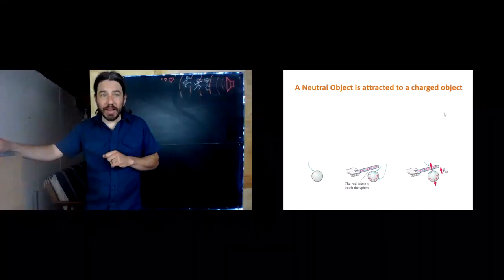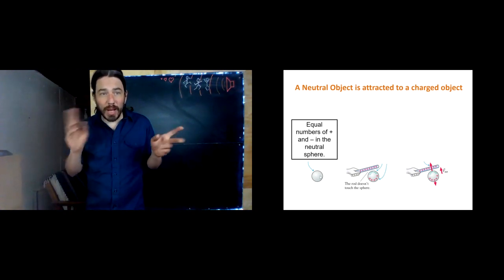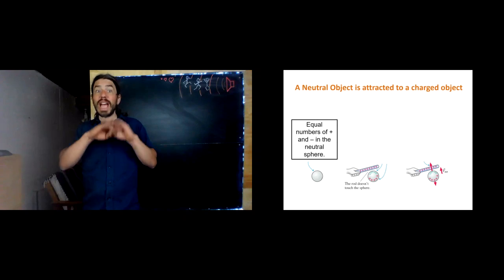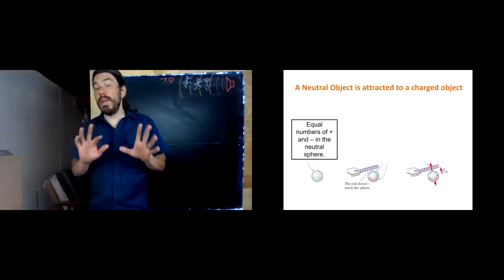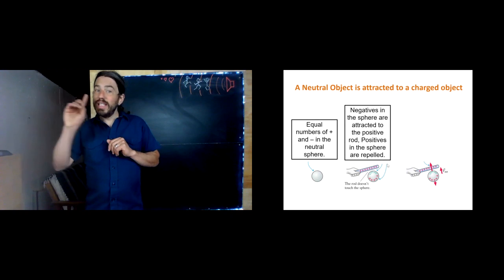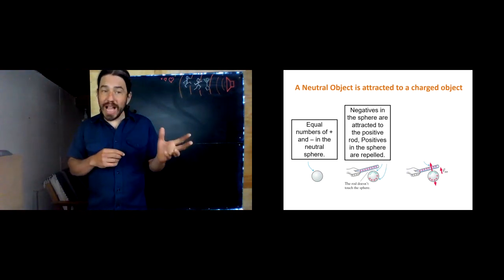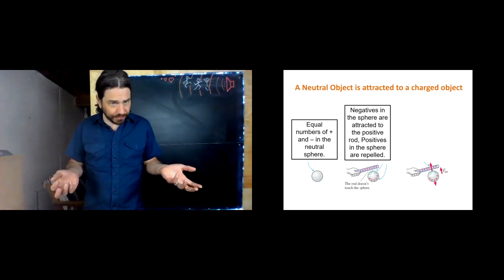Well, I've got a little diagram here that can help us understand. Here we have a neutral metal object. There's equal numbers of positives and negatives. Of course, we know there's a gazillion negatives and a gazillion positives, but there's equal numbers, which makes it neutral. Now, I bring next to it a positively charged rod. The negatives in the sphere are attracted to the positives in the rod. Well, the positives are repelled.